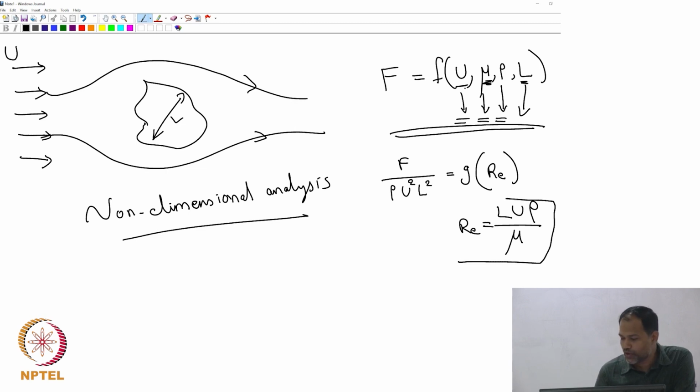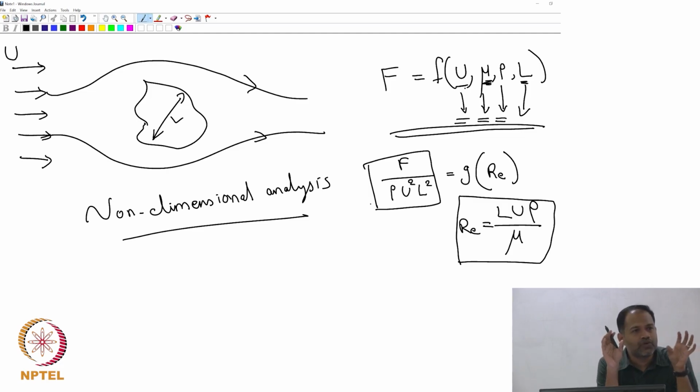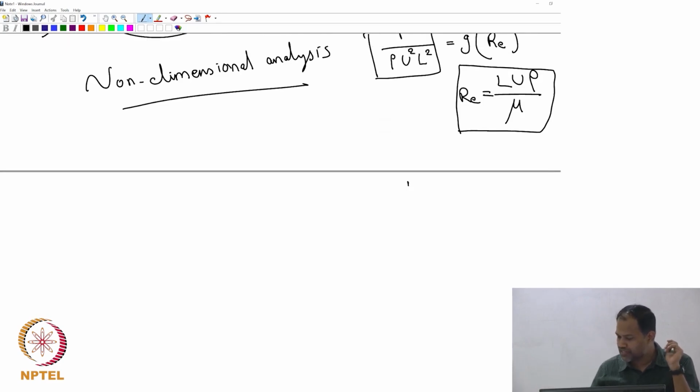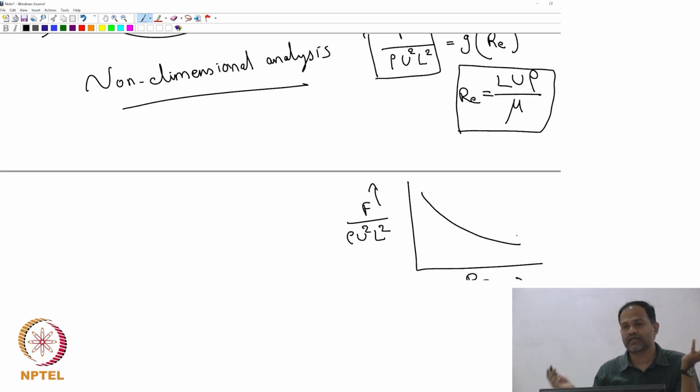So this is going to be a non-dimensional number. What will be the units of F by rho u square L square? It's non-dimensional. This is another non-dimensional number. So you get one non-dimensional number equal to some function of another non-dimensional number. You can easily represent that on a graph. You will just plot F by rho u square L square as a function of Reynolds number, and then you will get some curve. And that's all that is needed for this particular problem.